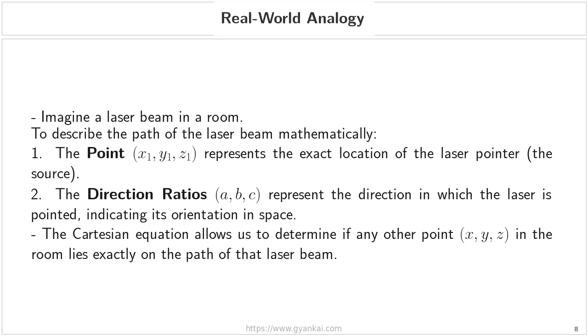By combining these two elements into the Cartesian equation we just derived, we gain a powerful tool. This equation allows us to take any other point in the room, which we can call x, y, and z, and mathematically determine if that point lies exactly on the path of that laser beam. With this conceptual understanding in place, let's move on to a practical, worked example to see how we apply this formula to a real problem.